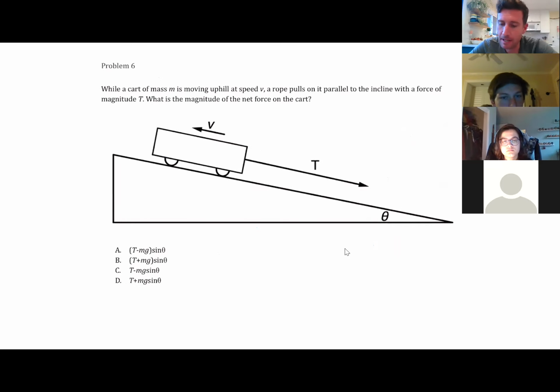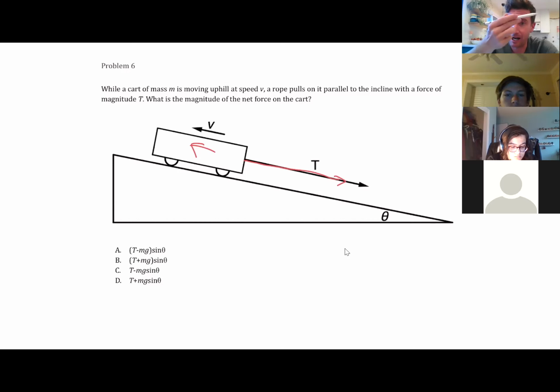A cart of mass M is moving uphill at speed V. A rope pulls on it parallel to the incline with a force of magnitude T. What is the magnitude of the net force on the cart? Okay. So the cart is moving uphill that way. A rope is pulling down with T. So let's start by doing all the forces.